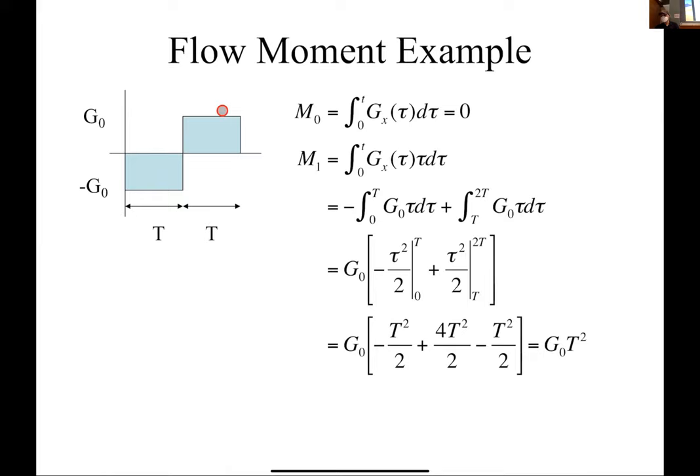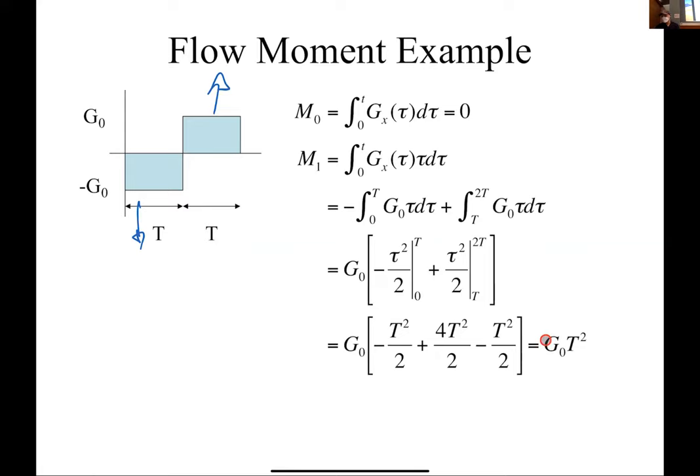The first order moment, if you imagine this as weight, imagine this is representing force going this way and this representing force going this way. If I imagine these as forces, then that would have a very strong first order moment. So when you look at a set of gradients, if they look like that, you know they have a very strong first order moment. It turns out we can write an expression for that first order moment as G naught T squared.